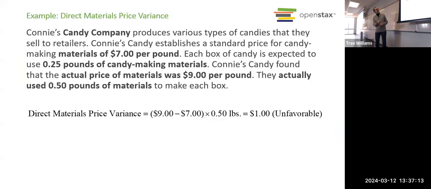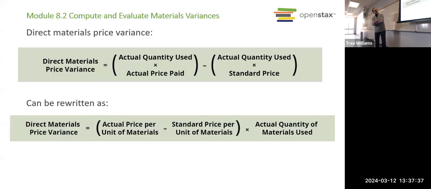I think we have an example here. We do. So this candy company is making candy, obviously. We need to figure out direct materials price variance. That's what we were just looking at here, right? They are using here the simplified version. So that's fine, we'll use that for now. And that's taking the actual price per unit of materials, not unit of product, right? Unit of material, minus the standard price per unit of materials, and then times the actual quantity. So let's find that information.